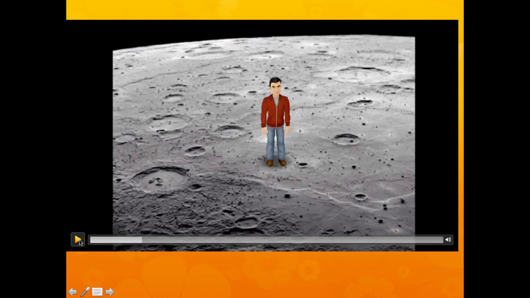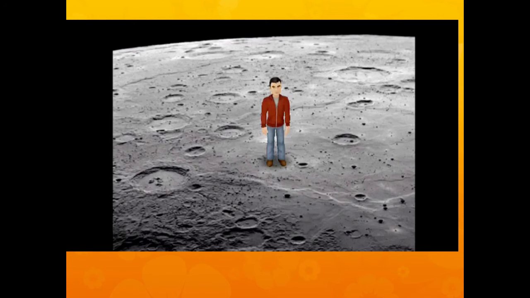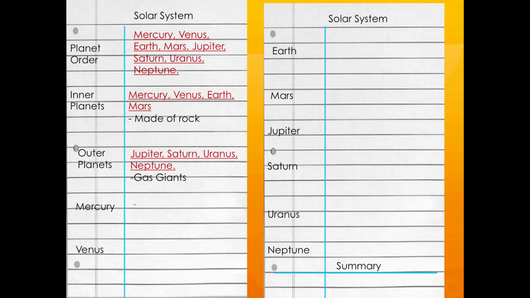Okay, so that's where we're going to stop today. And then if you want to do your notes, this is what you should have. So we've got the planet order. You need to do your notes. And you're going to have the planet order. And then we've got inner planets. Those are the inner planets. And then you also need to mention that they are made of rock. And then you have your outer planets and that they are gas giants. You can leave the rest blank because we will move through that for the rest of the week.